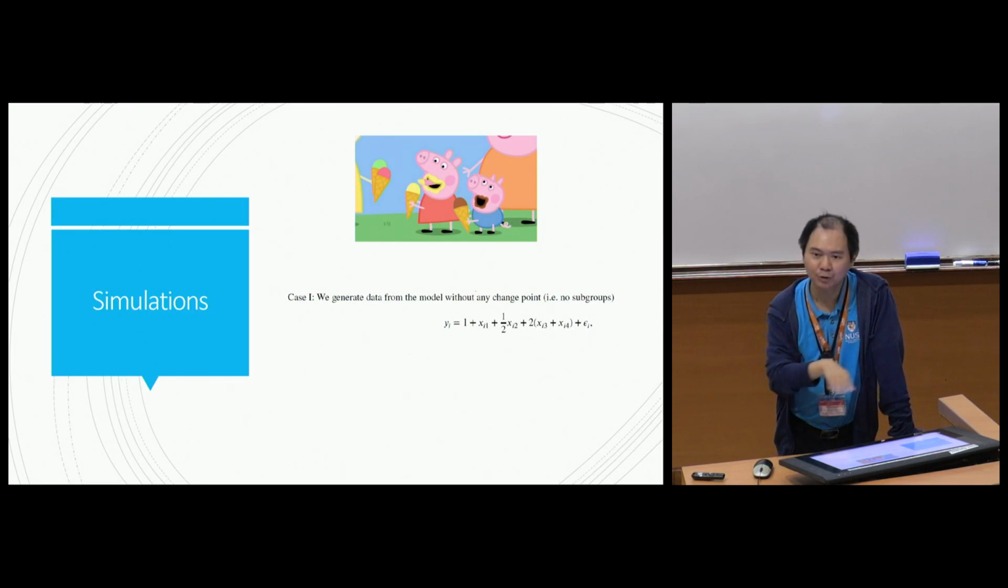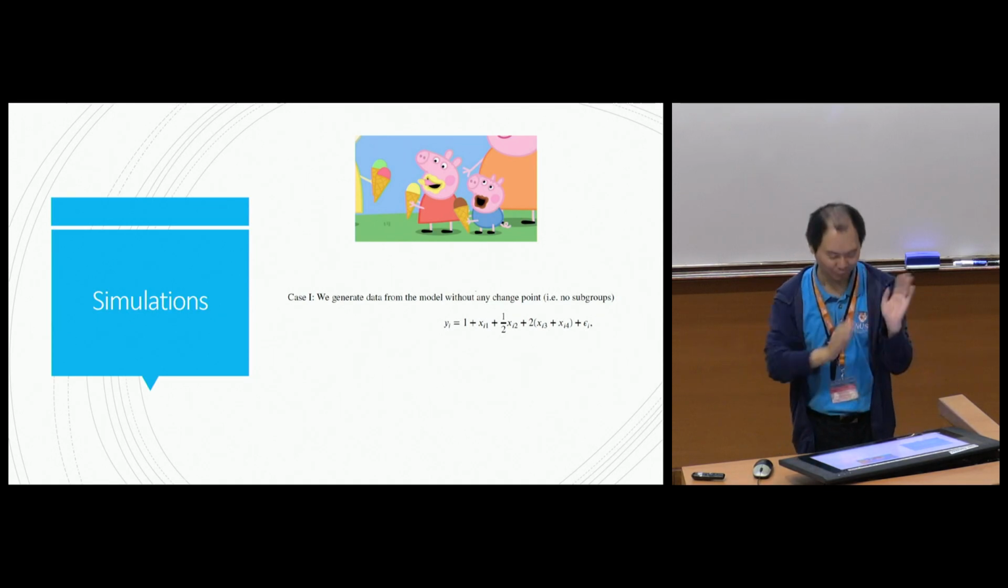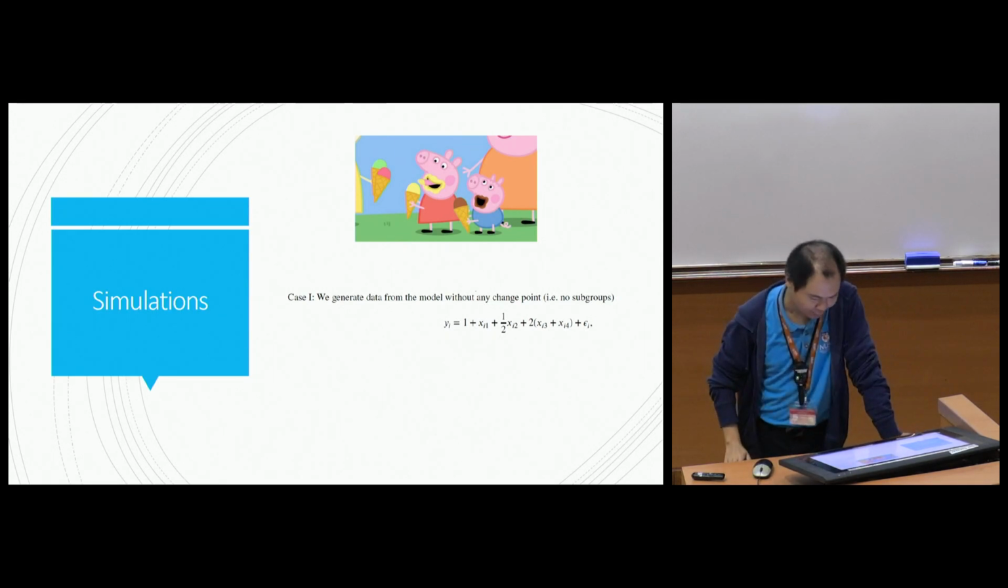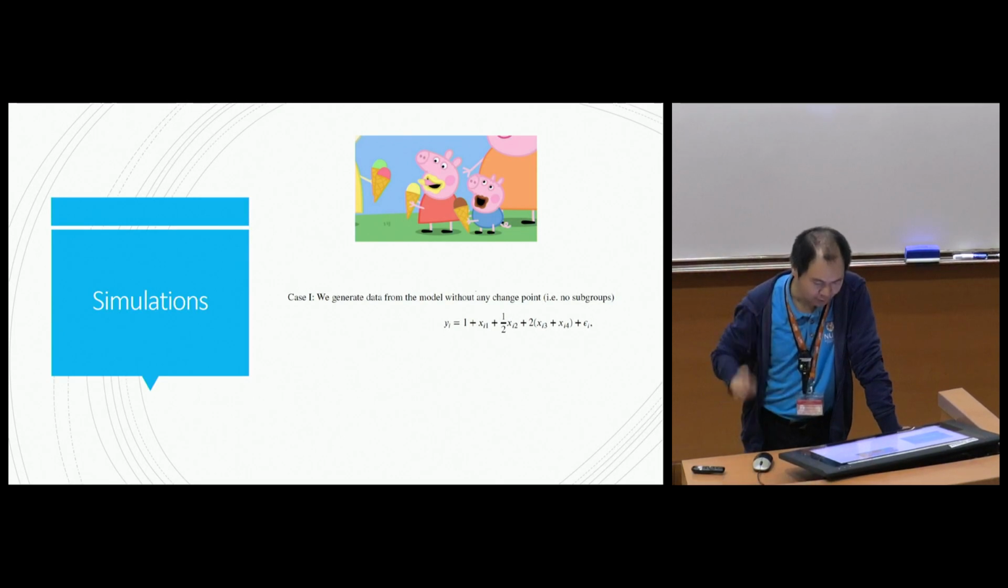So that's why usually we have to check. We have to make sure when there is no subgroup, our method should still work well. Otherwise you bring some kind of false positive to the procedure. So that's the first case.